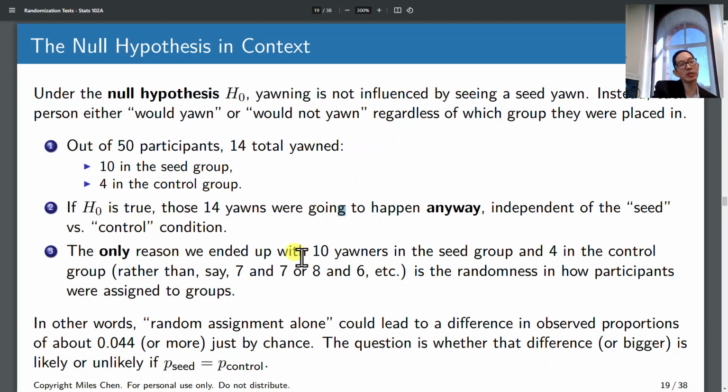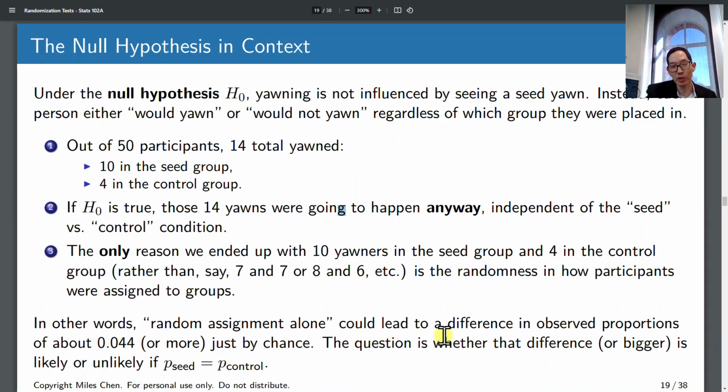And the only reason why we ended up with 10 yawners in the seed group and 4 in the control group, rather than some other split of the 14, like 7 and 7 or 8 and 6 or whatever, is just the randomness of how the participants were assigned to the group. Like if we did it another day with these same 50 people and 14 of them were going to yawn and they just stood in line in a different order, then we would have gotten a different kind of random assignment, right? So we're saying if the null hypothesis were true, then random assignment alone could lead to a difference in the observed proportions of 0.044 or more just by chance.